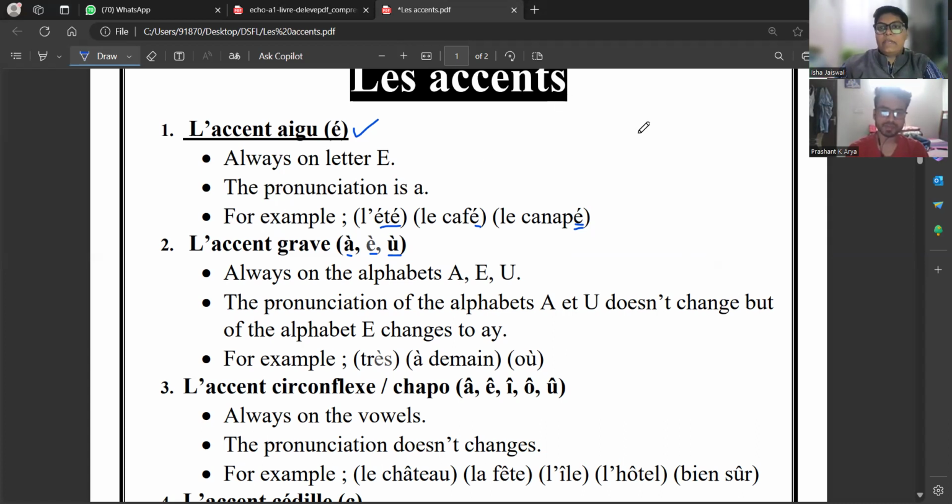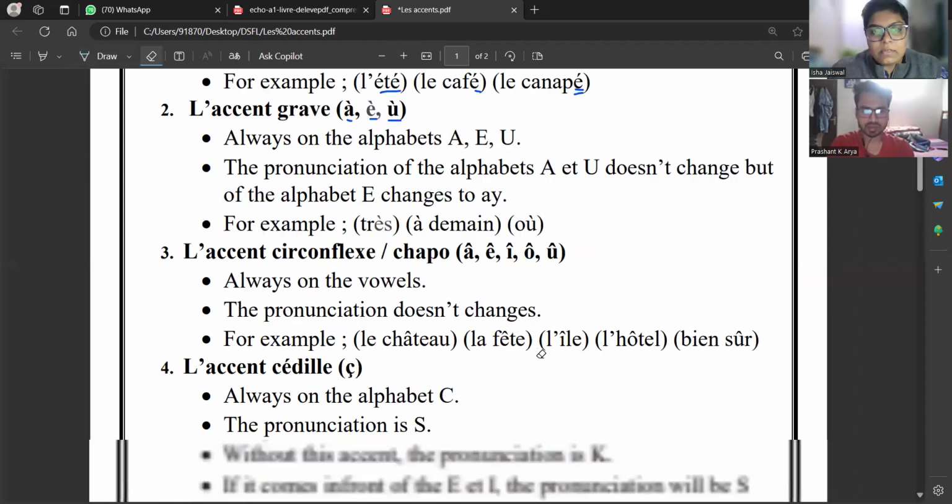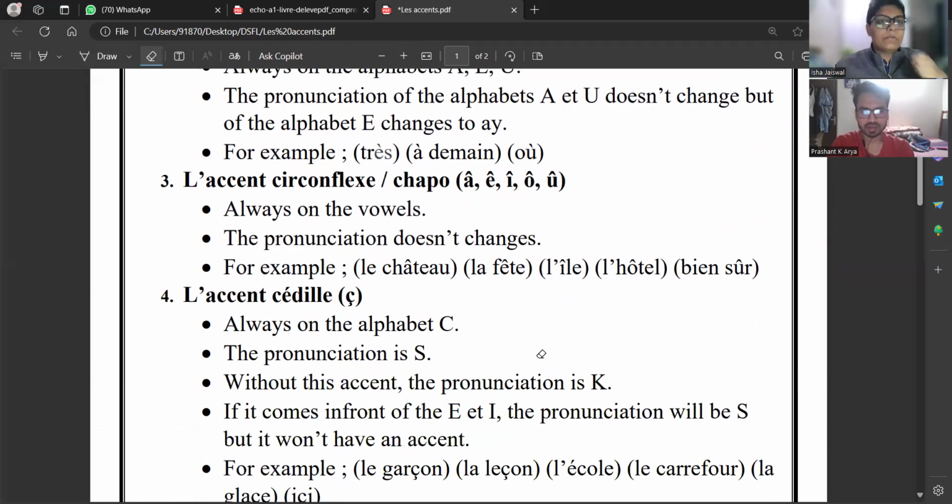For example, if I write this, you'll pronounce it as tar. But if I write this, you'll not pronounce it as tar. You have to pronounce it as ter. Then if I add this, you have to pronounce it as tera. In the same way, the accents work. Okay. Coming to accent three.